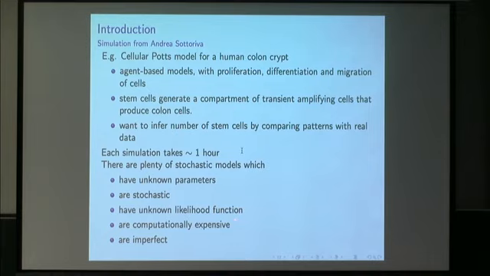The other feature of this model is that it's got an unknown likelihood function. It's very difficult to compute the distribution of that model. If I wanted to work out, for a given parameter setting, what the distribution of the patterns we expect to see is, it would be very difficult to do that. It's computationally expensive, so I'll come to that towards the end of the talk, how we can deal with that. And it's also imperfect. Cell growth in a colon is going to be very difficult, so it's an imperfect model.